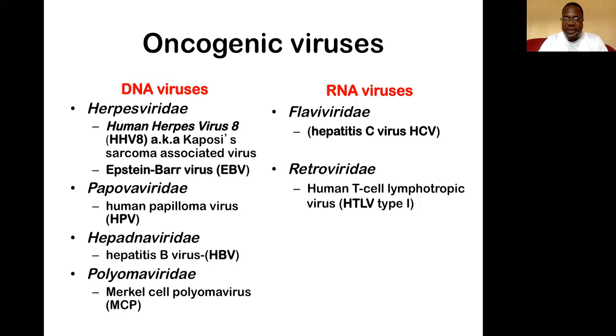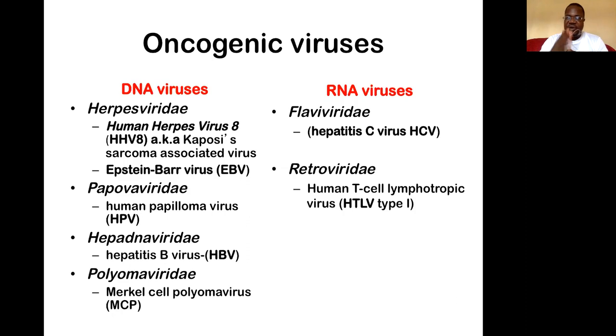The second one is Epstein-Barr virus that we also call EBV. It's also a virus that is associated with the development of cancer. Then we have a human papilloma virus known as HPV. That is number 3. Number 4, we have hepatitis B virus. Number 5, we have Merkel cell polyoma virus, MCP.